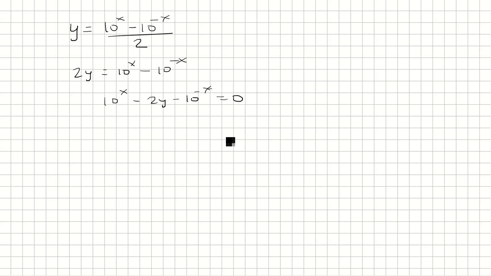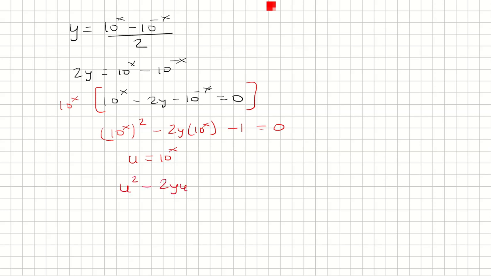I want to get rid of the 10 to the negative x, so I'm going to multiply both sides by 10 to the x. So you have (10^x) squared minus 2y times 10^x minus 1 equals 0. So now the 10 to the negative x is no longer there. And this is a quadratic in disguise, so I'm going to let u equal 10 to the x. So that's u squared minus 2yu minus 1 equals 0.